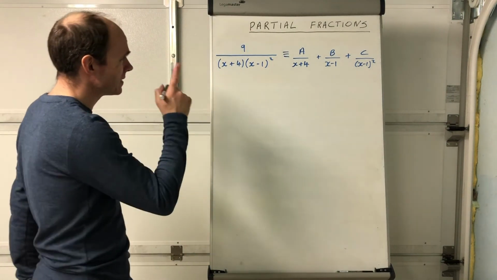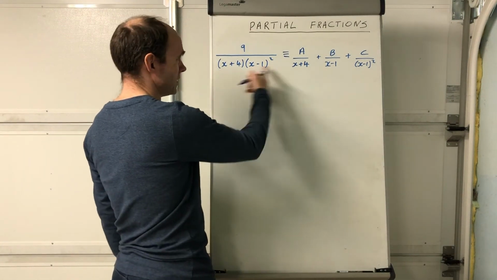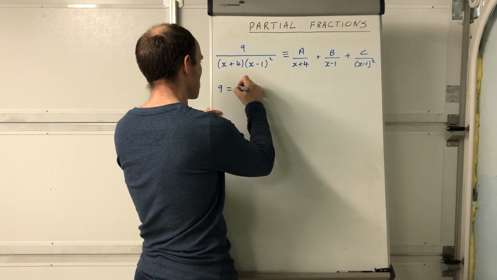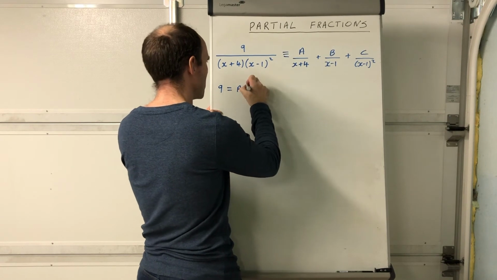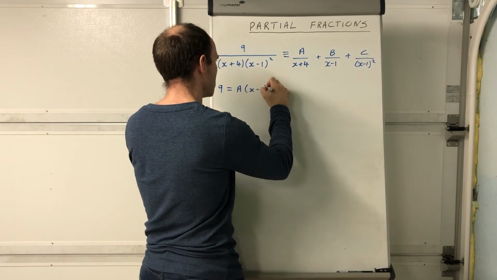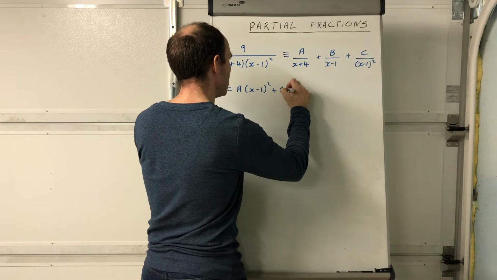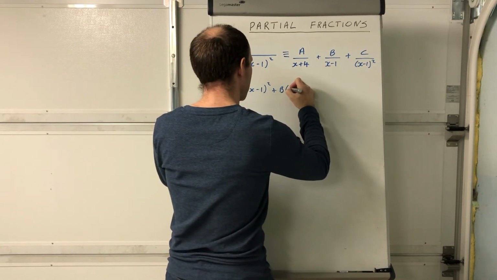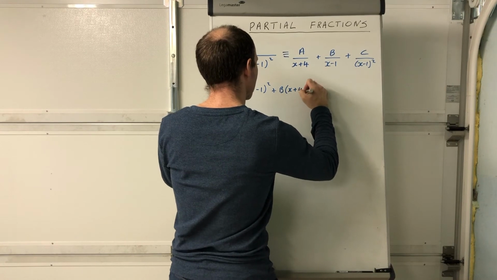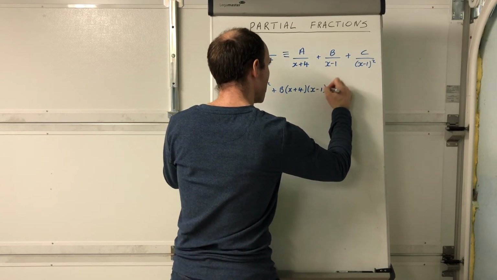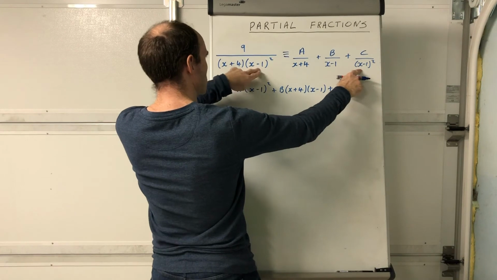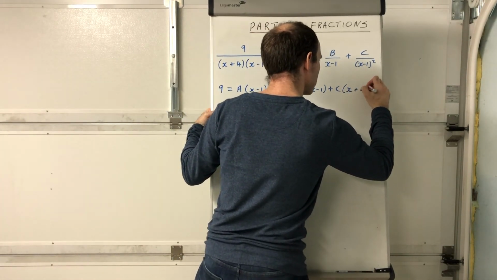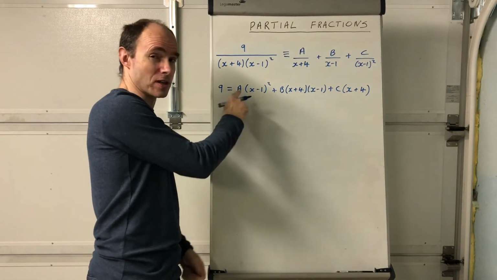So multiply both sides by the denominator. On the left hand side we'll get 9. On the right hand side we'll get a, the x plus 4's will cancel, and that will be x minus 1 squared, plus b, one of the x minus 1's will cancel, and you'll have x plus 4, x minus 1, and then c, the x minus 1 squares will cancel, that will be x plus 4. A bit easier to squeeze on because the left hand side is just 9, of course.